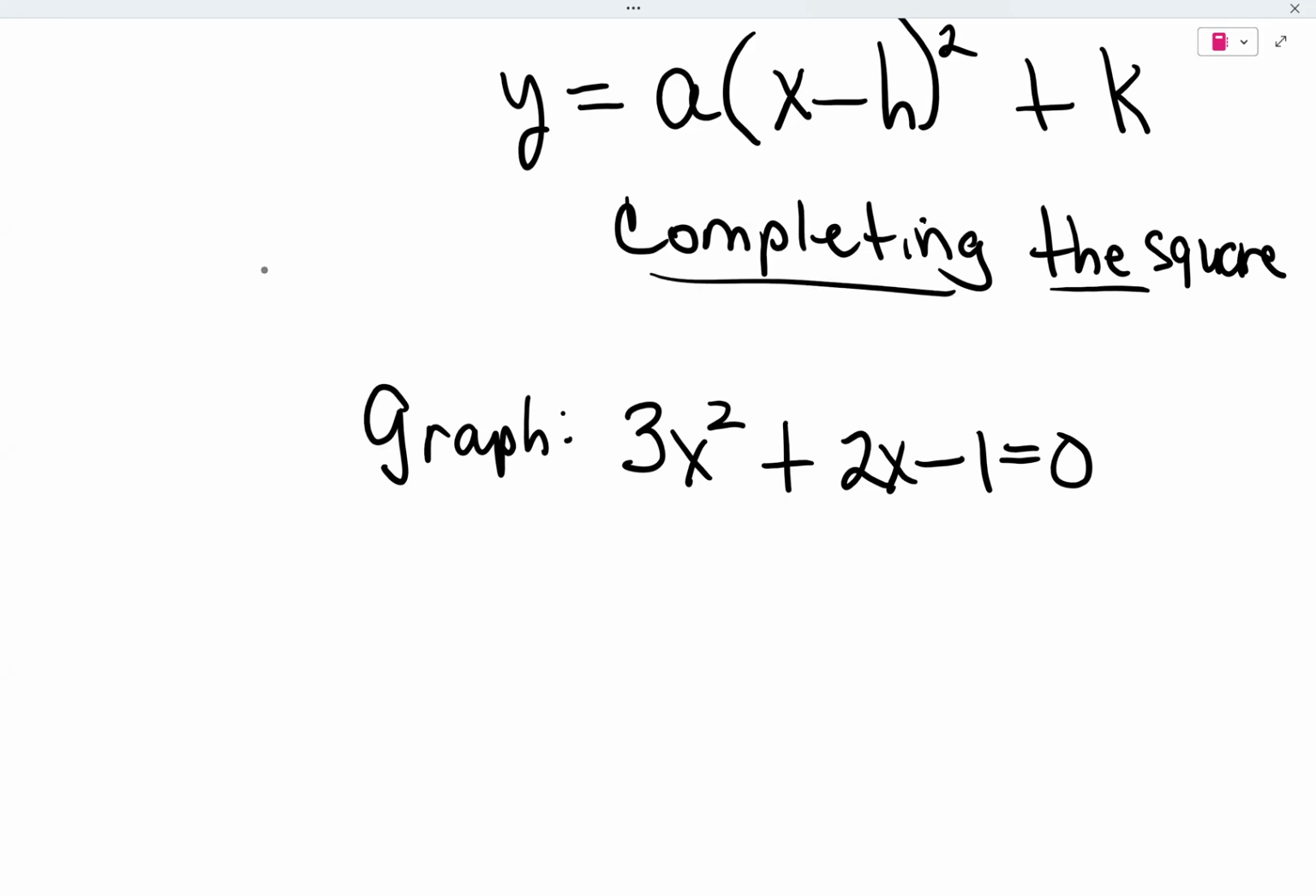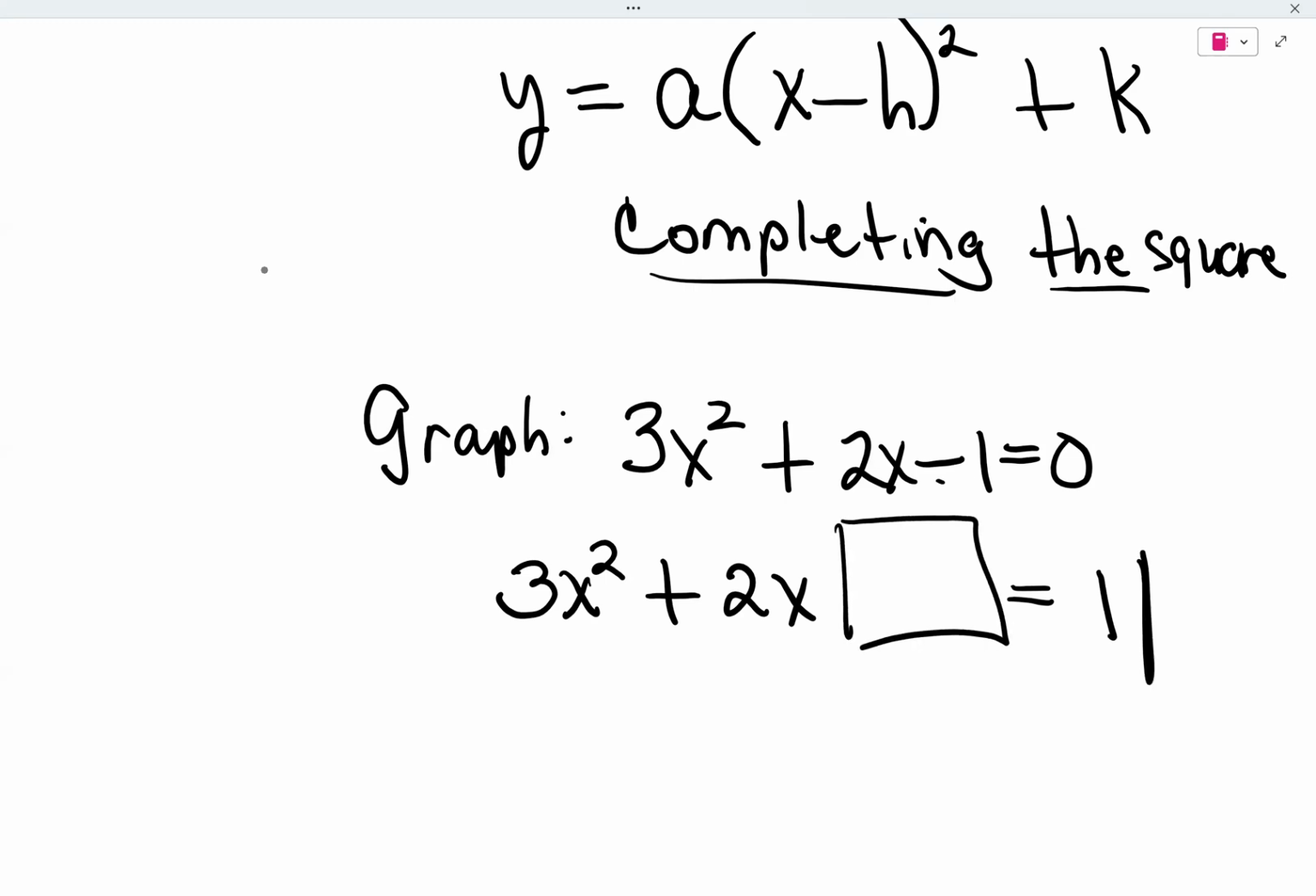That's the key. So in the key of completing the square, we have 3x squared plus 2x plus some missing number, and this is going to equal +1. So we're going to add the 1 to both sides, and we're going to complete it by getting a c value here and a c value here. The c value, okay, remember what I mean by that.